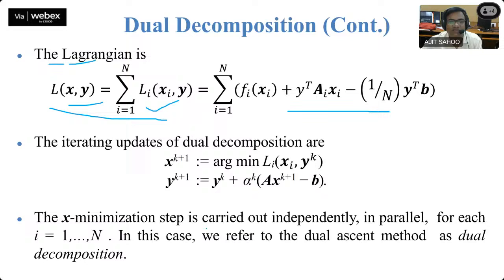So the x minimization step is carried out independently in parallel. You can see here this step you can minimize parallelly for each, with respect to dual ascent. This algorithm can be used for distributed optimization because it can be solved parallelly by using a number of computers or number of nodes, you can say. So if you are able to decompose the optimization function this way, then you can solve them parallelly.